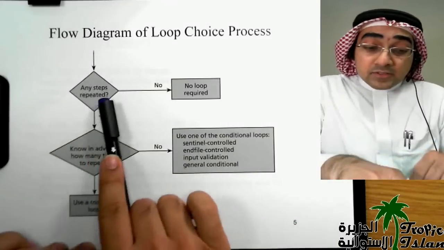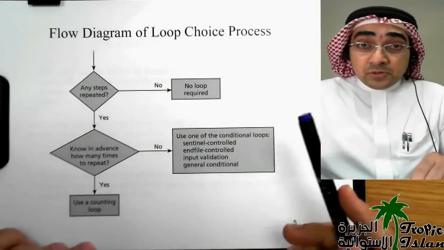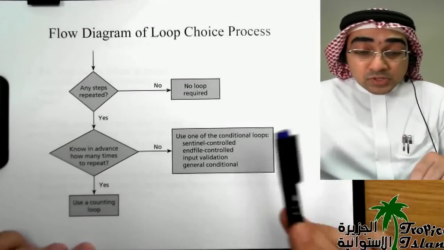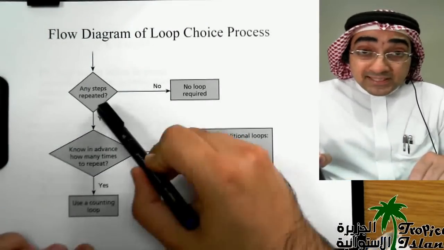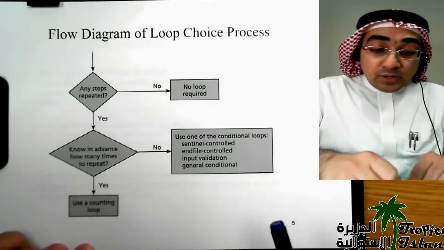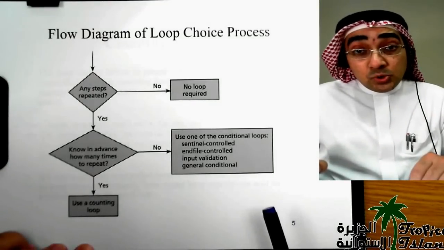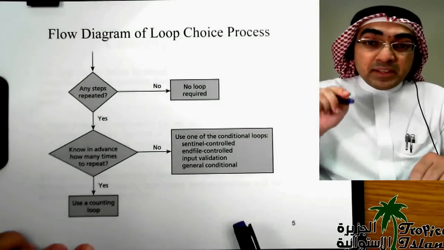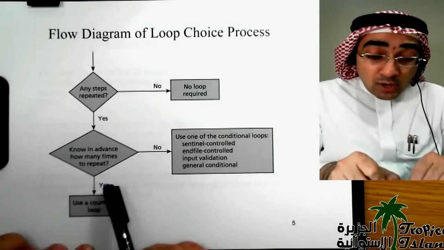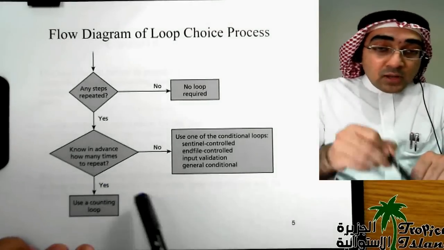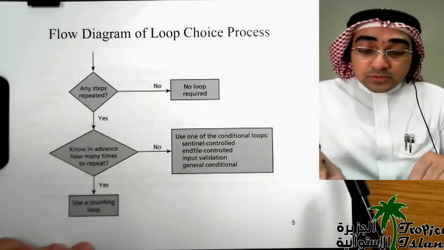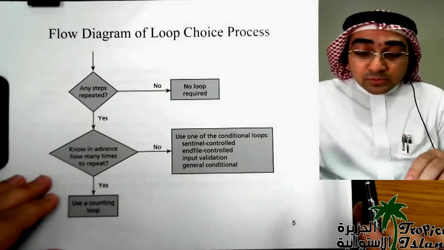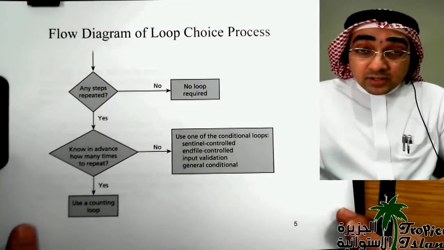If there is nothing that I need to repeat, don't use loops. You don't need loops. Go ahead, use sequential programming, and that's it. You'll finish your program. If you need something to be repeated, then you have to ask your question: do you know how many times I have to repeat this thing? If you know how many times you have to repeat this thing, use a counting loop. Otherwise, use one of the other loops, Sentinel control loops, or end of file control loop, or input validation, or any other type that you can imagine.